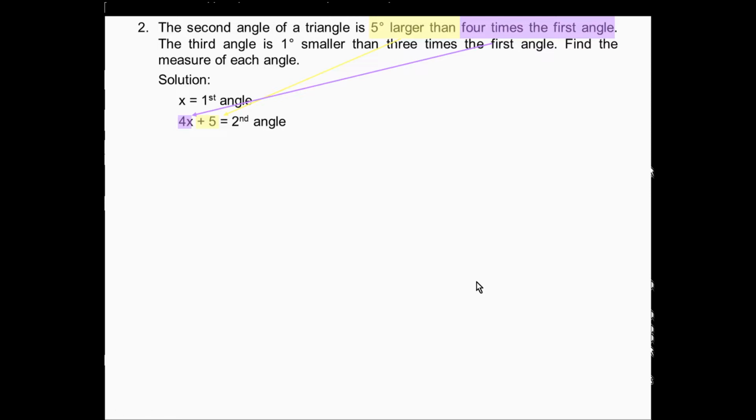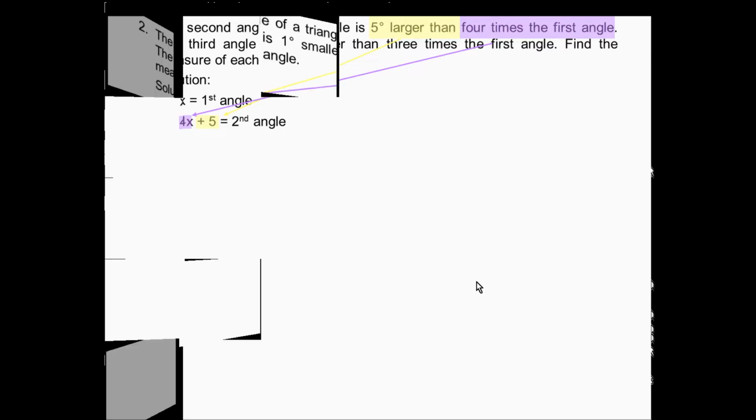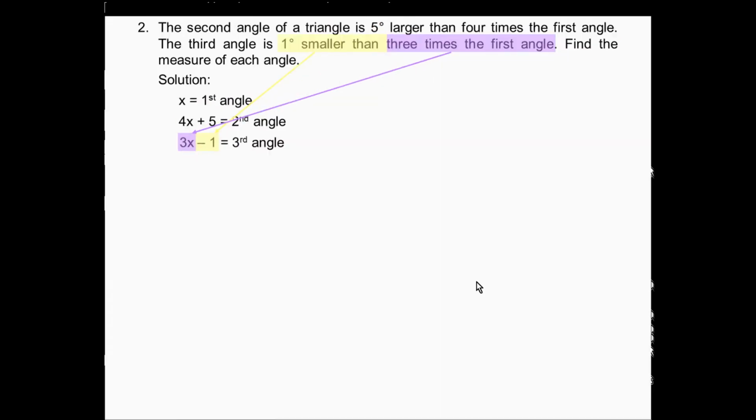Next sentence says the third angle is 1 degree smaller than 3 times the first. Okay, the first angle is x. I want 1 smaller than 3 times x. So the third angle will be 3x minus 1. So we have the names of our angles.